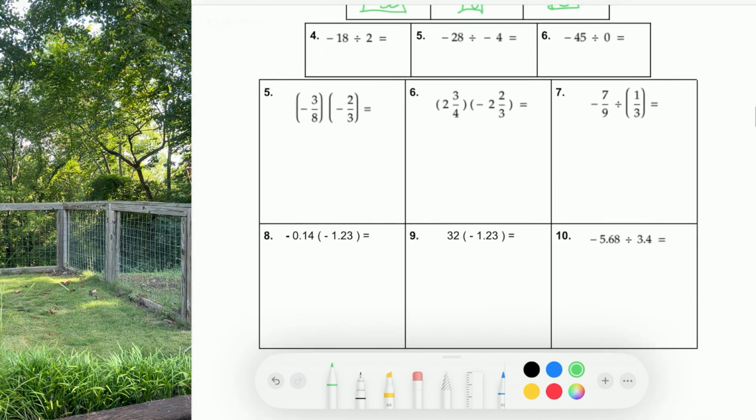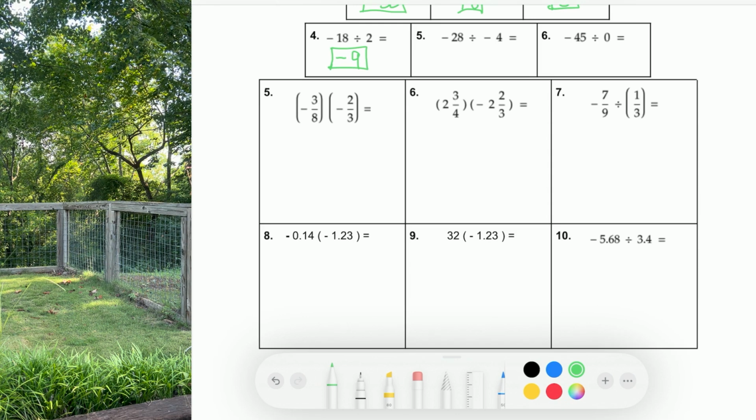Number 4, -18 divided by 2. We have a negative and a positive, so our answer is going to be negative. 18 divided by 2 is 9. So our answer is -9. Number 5, we have 2 negatives. So negative 28 divided by -4 gives us a +7.